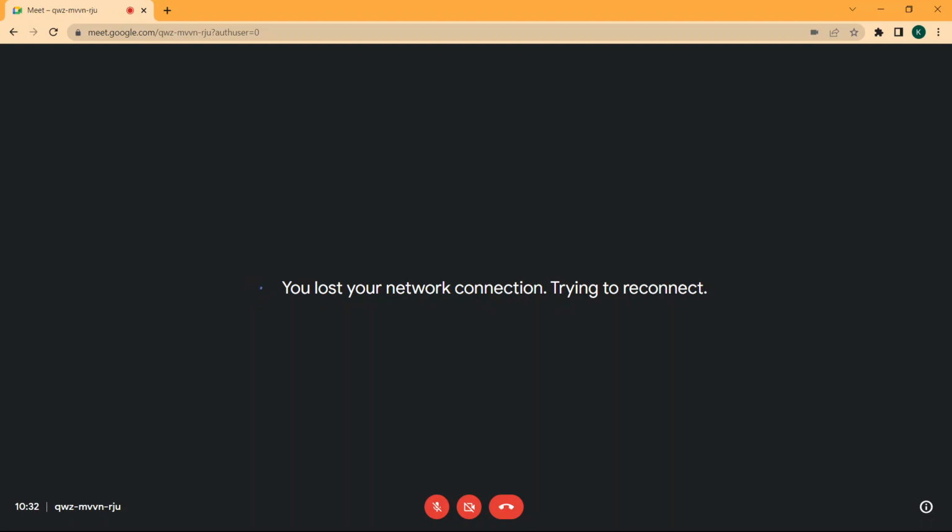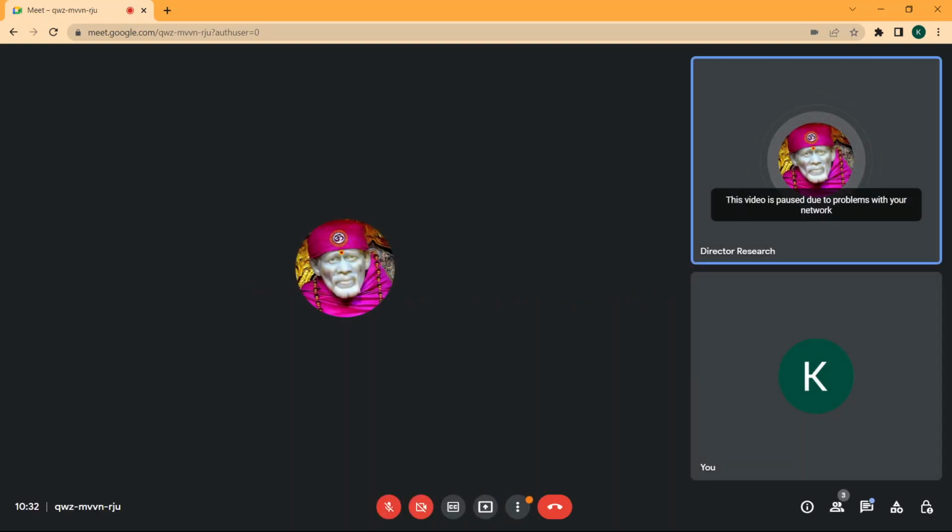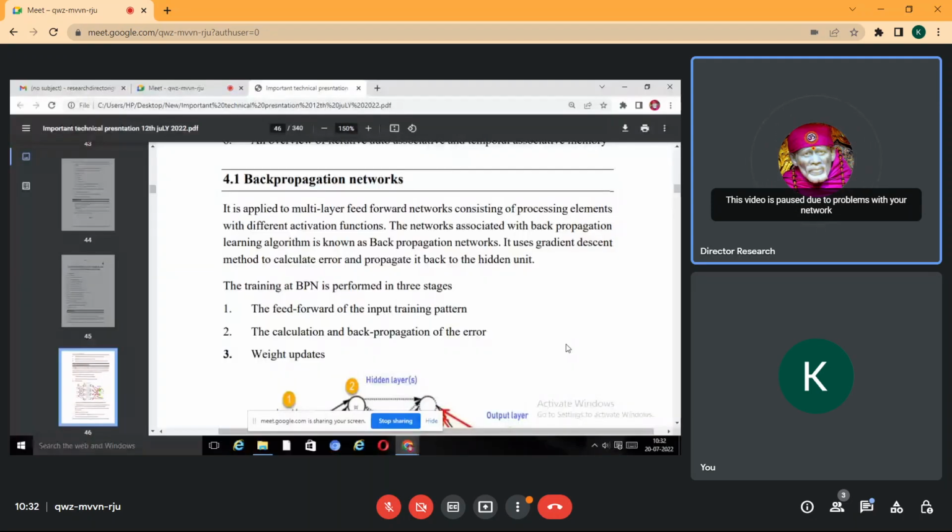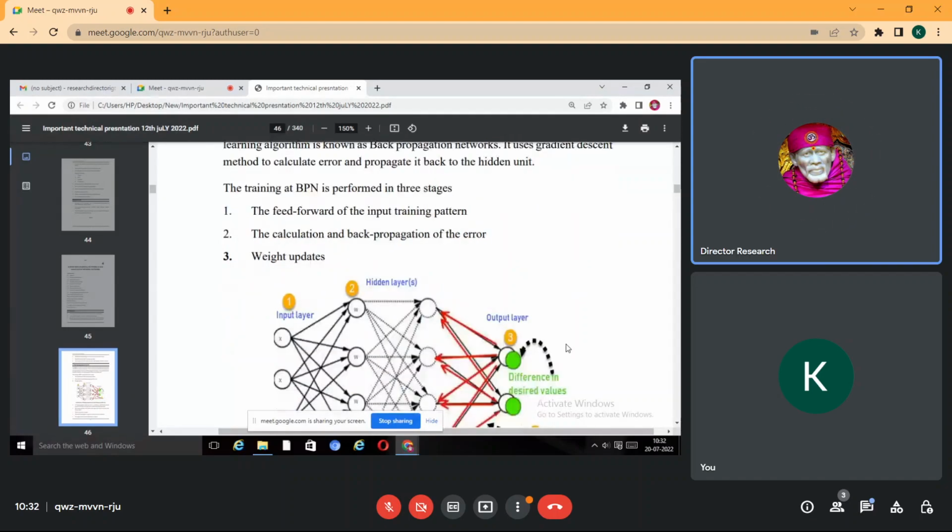It uses the gradient descent method to calculate the error and propagate it back to the hidden units. The training of back propagation is performed in 3 stages. First one is the feed forward of the input pattern through the network. Second one is the calculation and propagation of the error. Third one is the weight update.